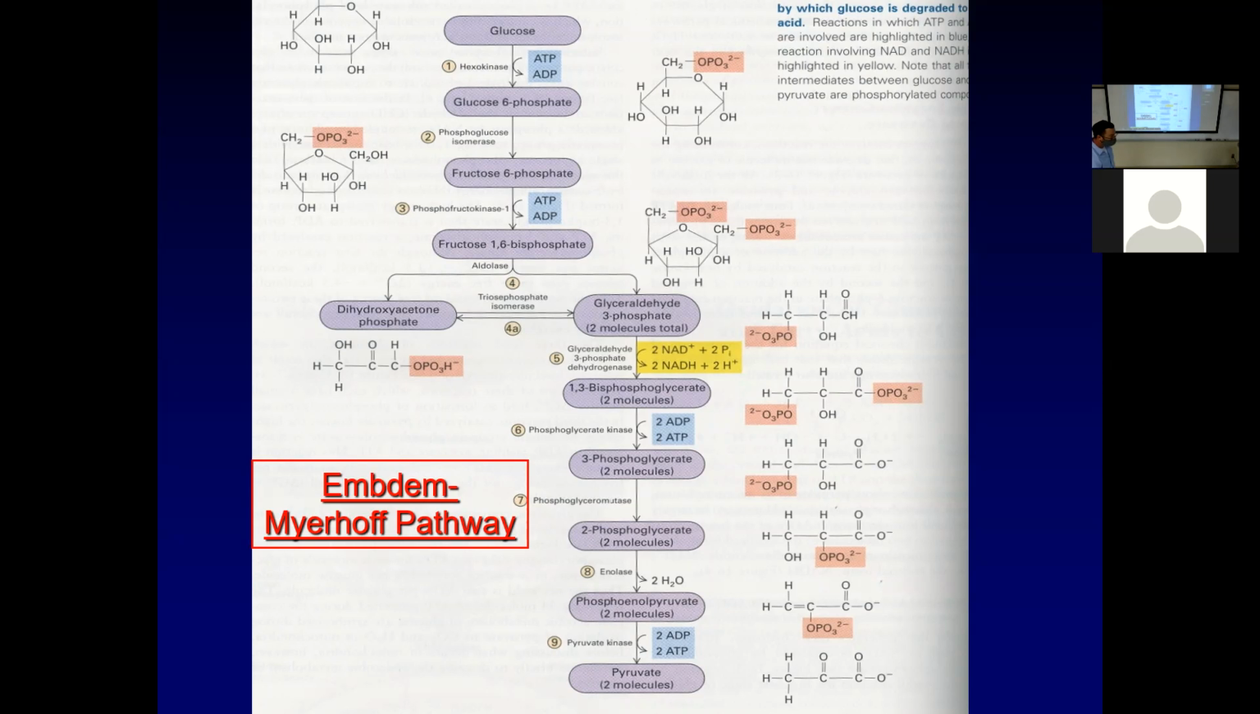Richard, for something to be rate limiting, what does that mean? It occurs less often. Yes, that's correct. From a speed standpoint, what does that mean? That's the slowest step in the reaction. Okay, so that's the thing that's going to control the rate at which pyruvate is made. So very good.